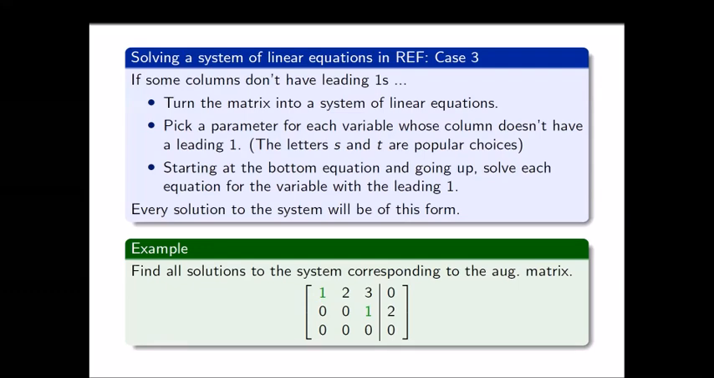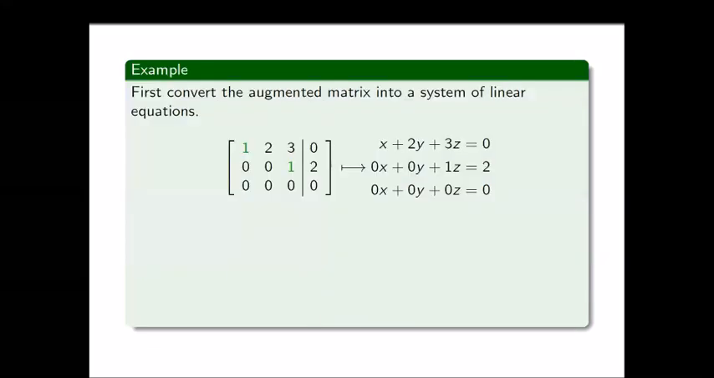Let's look at an example. So we're given this matrix in row echelon form. The first 2 rows have leading ones, and the third row is made up entirely of zeros. So it is indeed in row echelon form. We first convert this into a system of linear equations. The first row becomes x plus 2y plus 3z equal to 0. The second one becomes z equal to 2, and the third one becomes 0 equal to 0. So it doesn't really contribute anything.